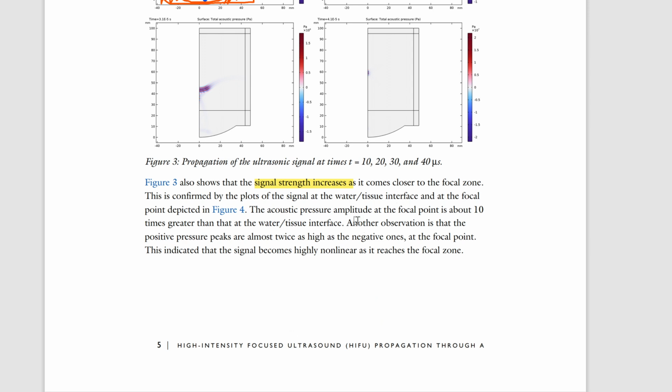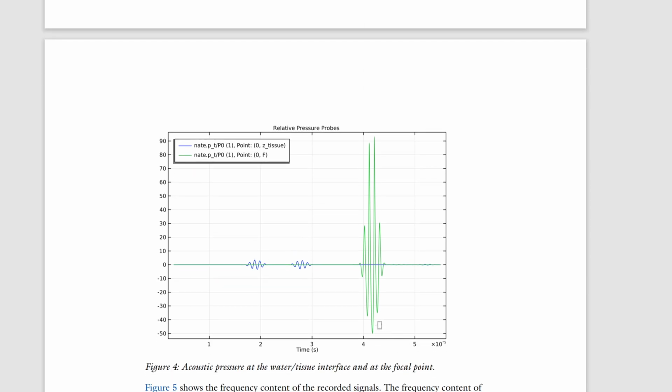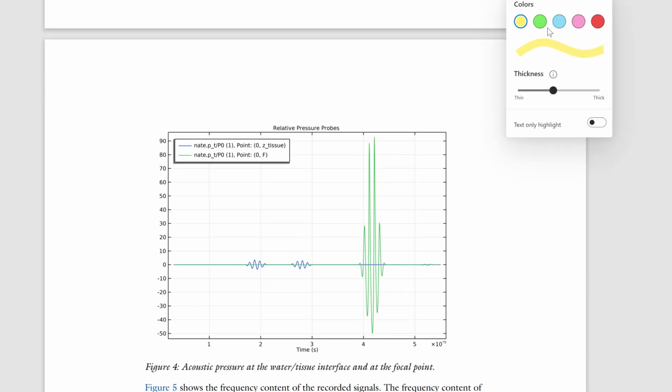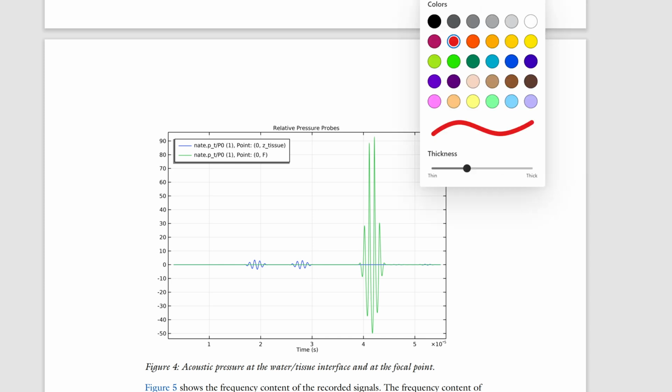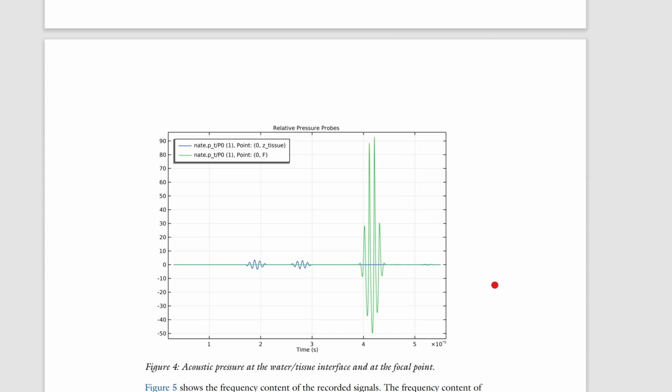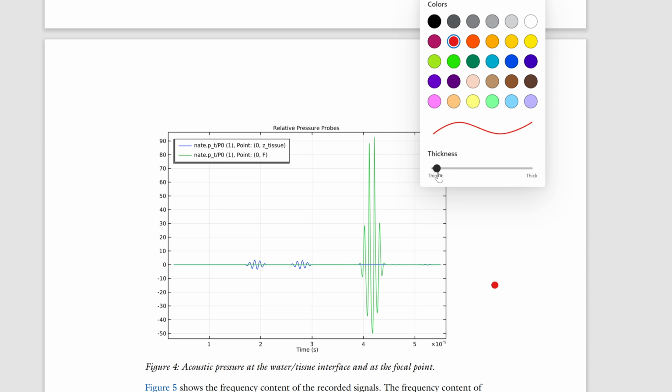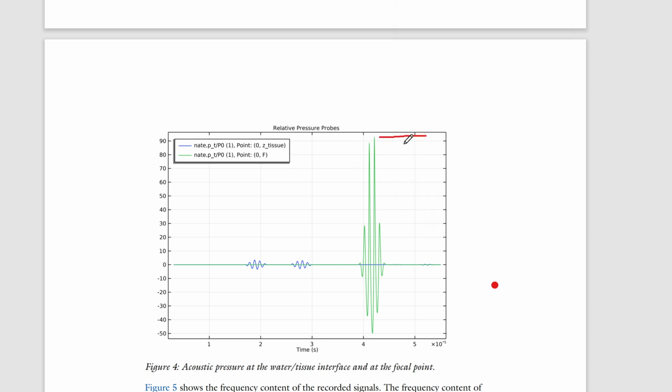Okay. Another observation is that the positive pressure peaks are almost twice as high as the negative ones. Oh, you know, I actually wasn't looking at that. That is very good. Right here. So positive pressure peaks are greater than negative. Positive pressure, that's going to be compression.